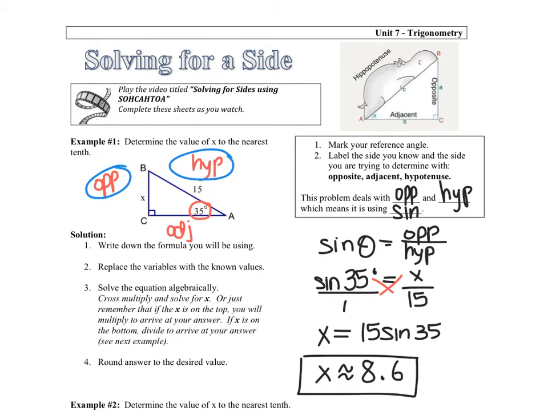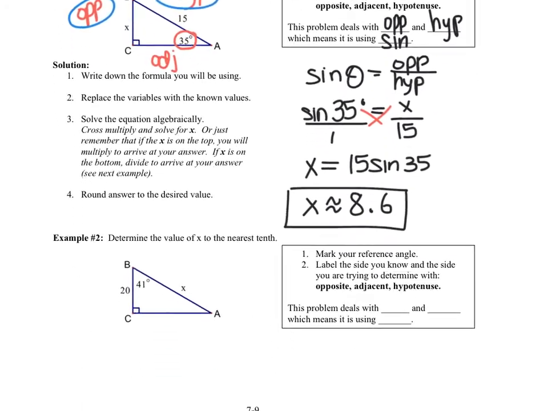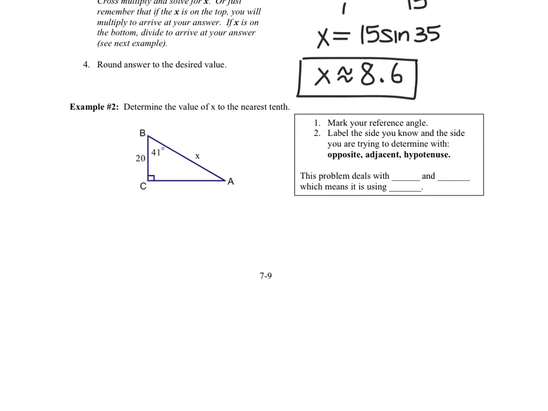Let's try one more. Okay, so again, I'm going to find my reference angle, and in this case it's the 41, and I'm going to label. Across from the 41 is opposite, across from the right angle is the hypotenuse, and the leftover is my adjacent side. Okay, so I am looking for the hypotenuse, I am given the adjacent, so in this case we're going to be using cosine.